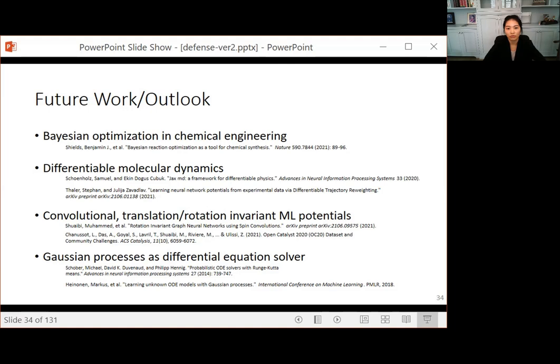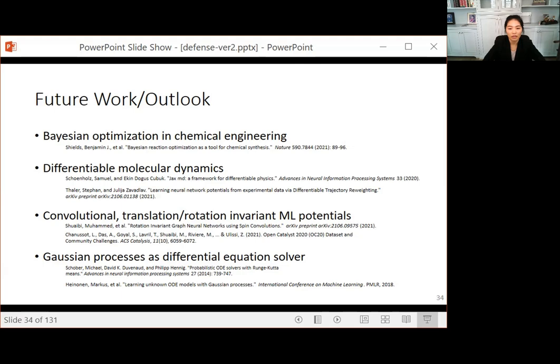So this is a paper called differentiable trajectory reweighting. And in it, they were training a machine learning potential from a top-down approach, meaning that it trained it based on some physical property that came out of the MD simulation instead of training it from DFT data and training it up. So they have their code online if you're interested.